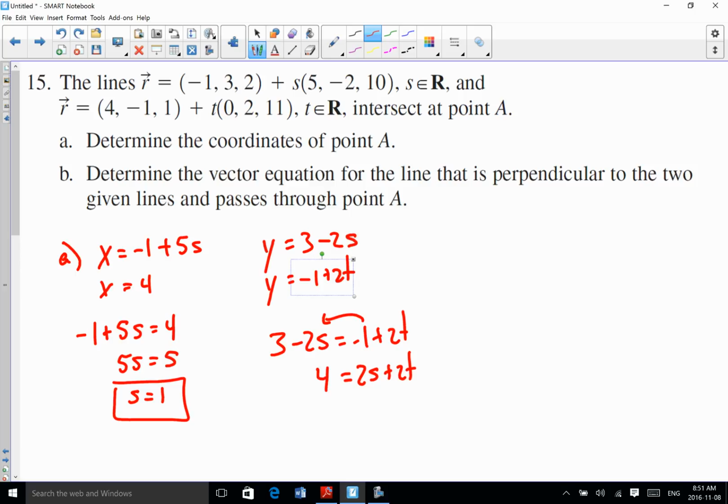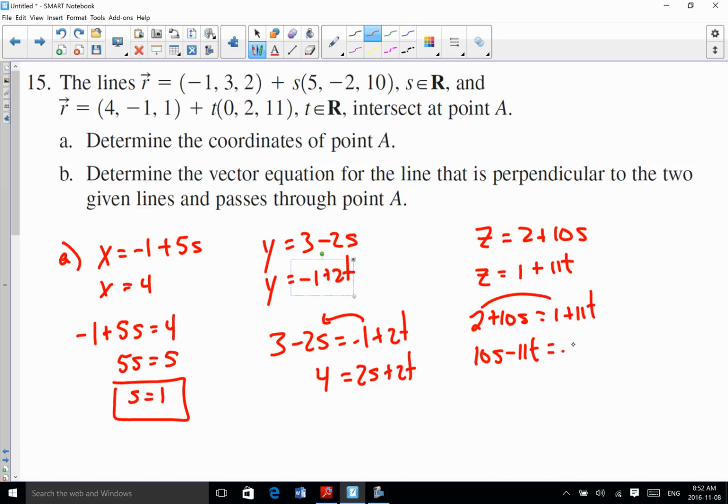And then we'll do the same thing with our z's. Our z is 2 plus 10s, or z is 1 plus 11t. Make them equal, so 2 plus 10s equals 1 plus 11t. Keep our s positive, and bring the 2 to this side. It'll be 1 minus 2, which is -1.